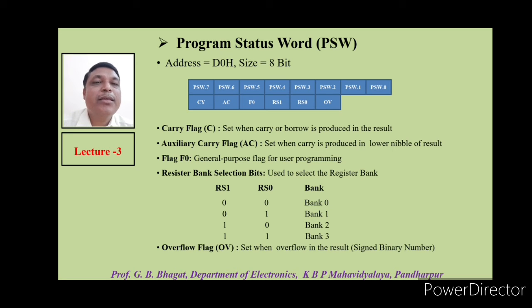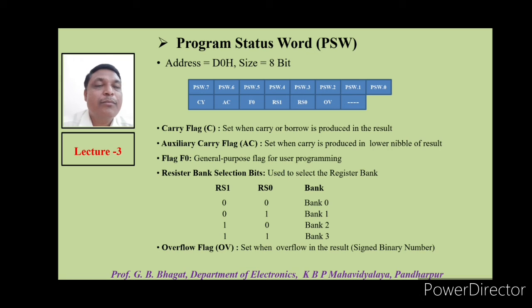Overflow means this bit will be set, or this flag will be set, when overflow is produced in the result. That is, suppose in a signed binary number there are only 7 bits for magnitude, but if these 7 bits are insufficient to store the result, then it will produce a carry, and that number will not fit in that 7-bit size. Therefore, in this situation, it will set the overflow flag.